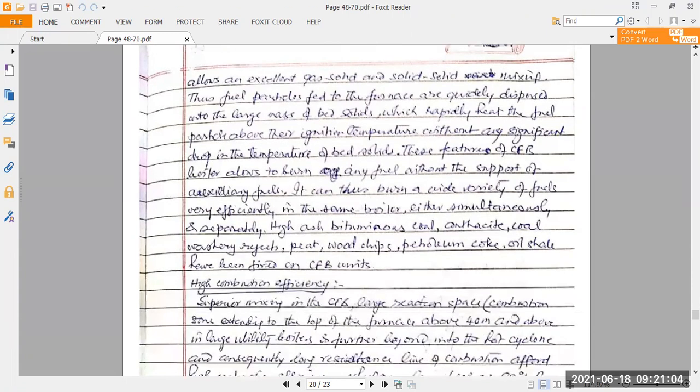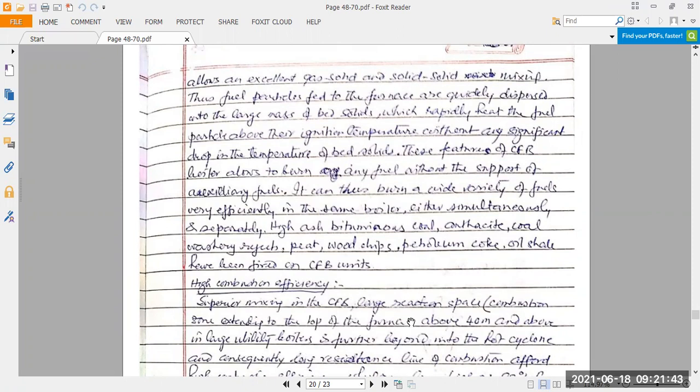Next benefit is the high combustion efficiency. What we have here is superior mixing in the CFB: a large reaction space, with the combustion zone extending to the top of the furnace, about 40 meters and above in a large utility boiler system.